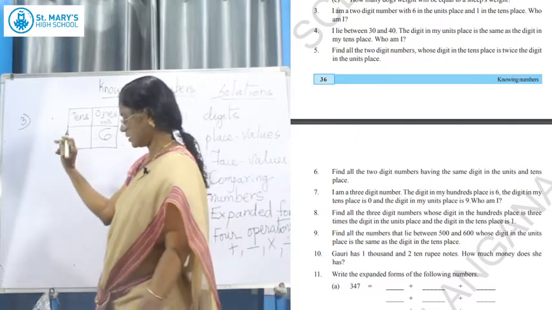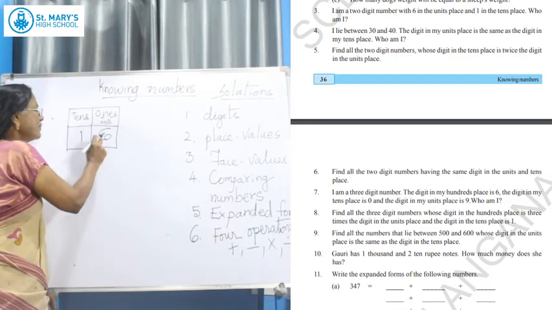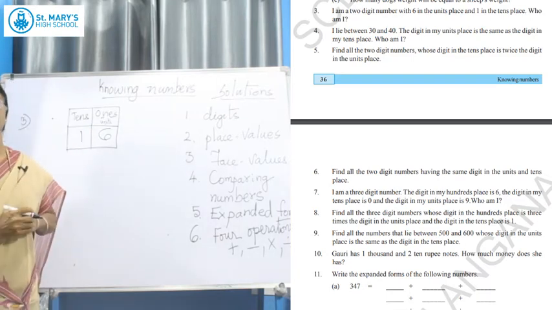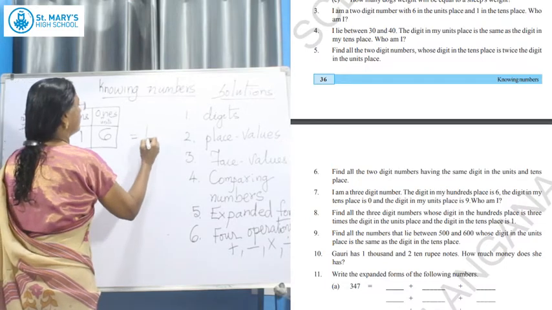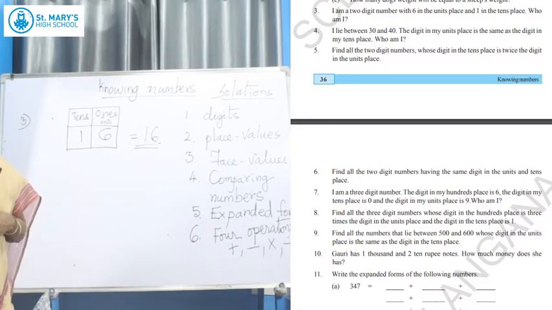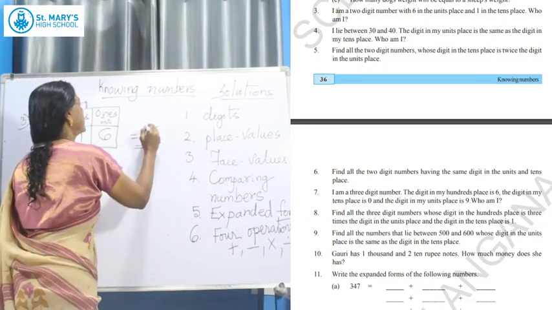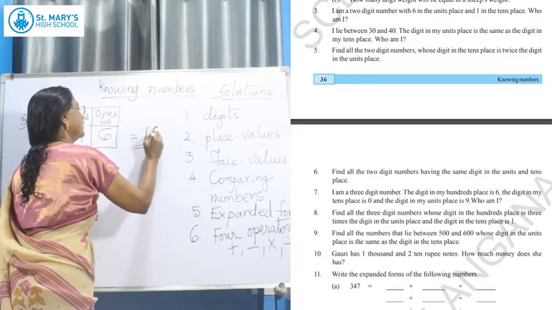What will you write in the tens digit? We have to write 1. What does it make now? It is 16. Who am I? It is 16. So the answer is 16. How many digit number is that? 2 digit number. 16 is a 2 digit number.